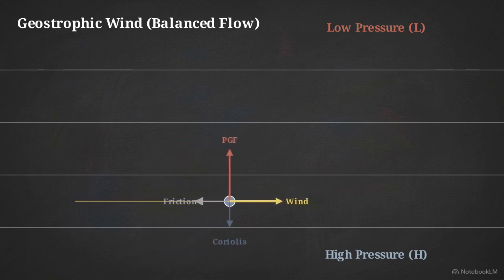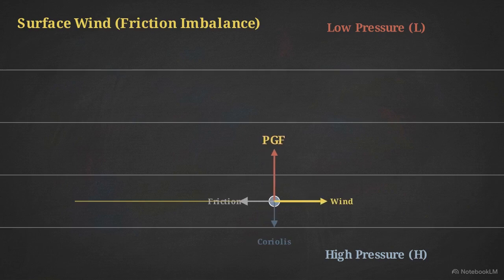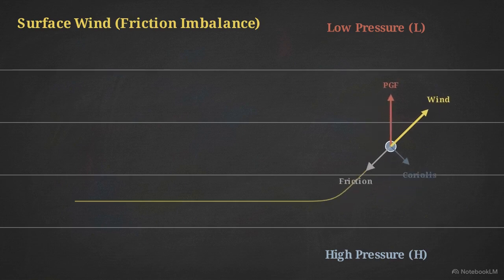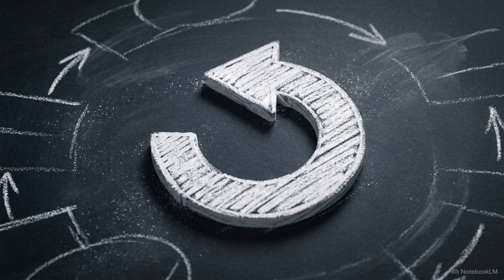This loss of rotation breaks the balanced flow. The unopposed pressure gradient force overpowers the rightward turn, pulling the wind inward across the isobars toward the low. This specific counterclockwise shift in surface wind direction is defined as a backing wind.